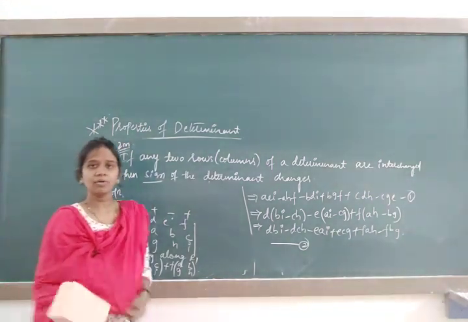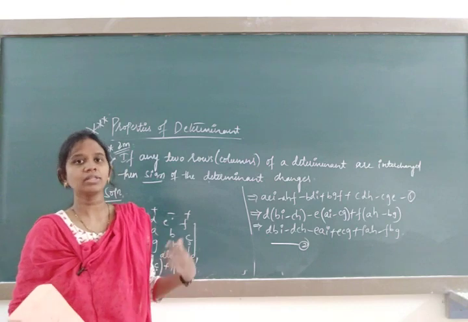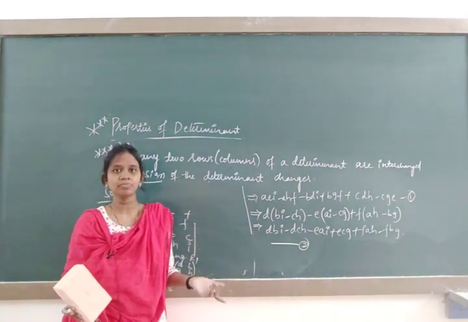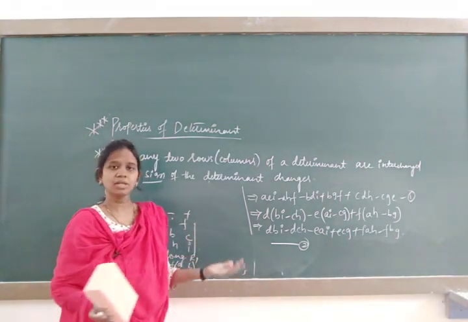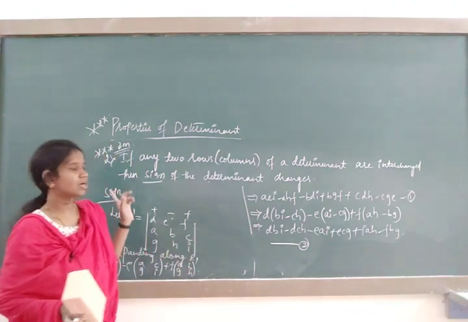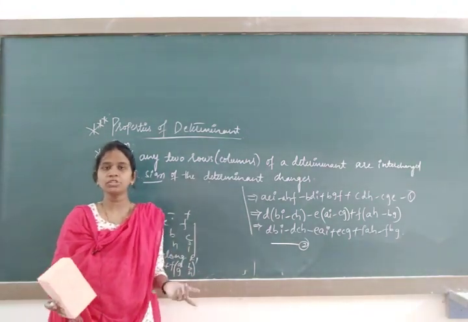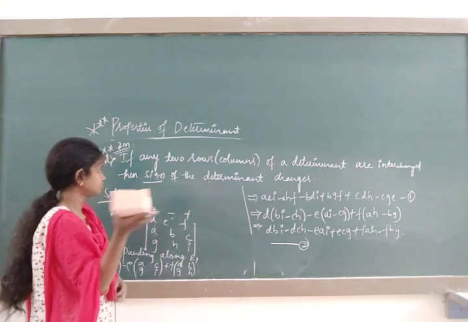Generally they are going to ask either property 1 or property 2. In very rare cases some other properties they are going to ask, but property 1 and property 2 are most important for 2 marks.